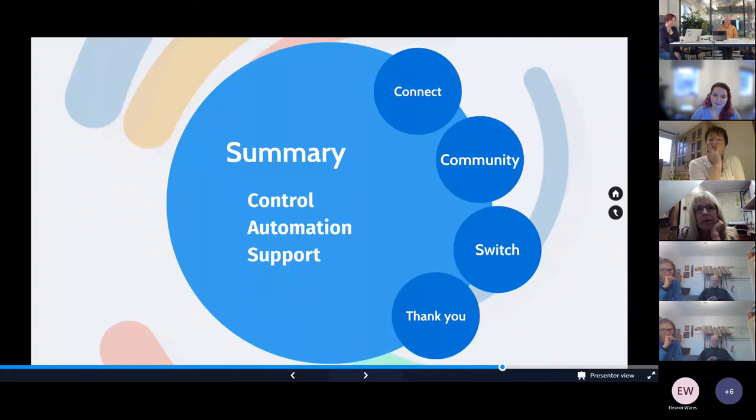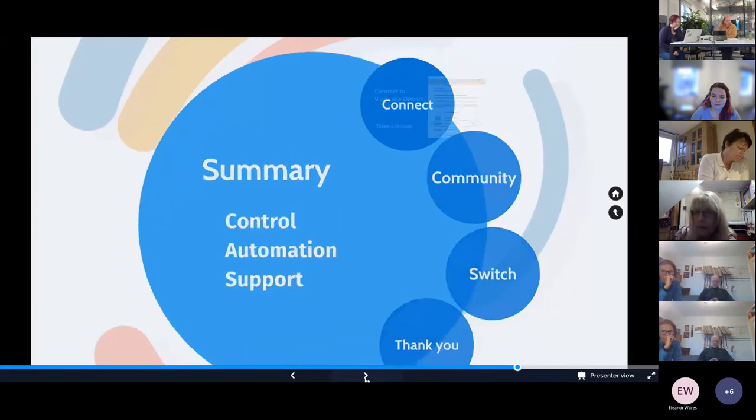But in summary, I'll just explain a few things. Again, the 3 things that we've always tried to give the small businesses that we work with, the small hotels and guest houses and cottages, is control over their business, automation to save them time, and then support to make sure that they get the most from the system and that they understand how it all works.